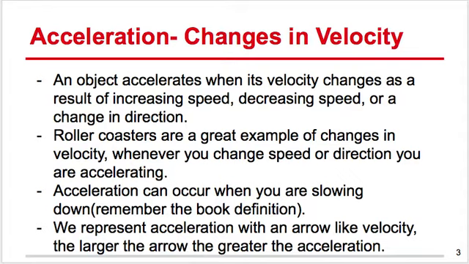Acceleration can occur when you're slowing down. This is the difference between a science definition and what we normally talk about. Our science definition is any change in velocity is going to be defined as acceleration. We like to think of in normal everyday life as acceleration just meaning speeding up, but we need to work past that. We represent acceleration with arrows like velocity. The larger the arrow, the greater the acceleration.